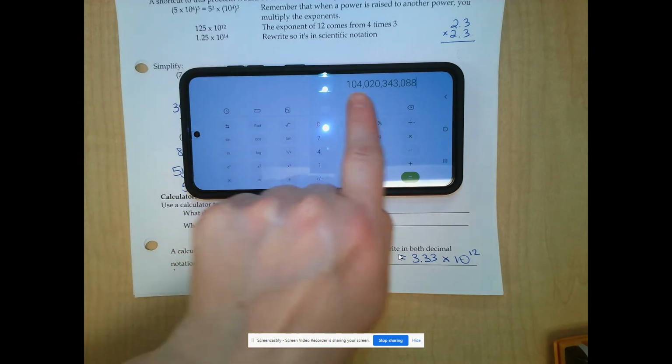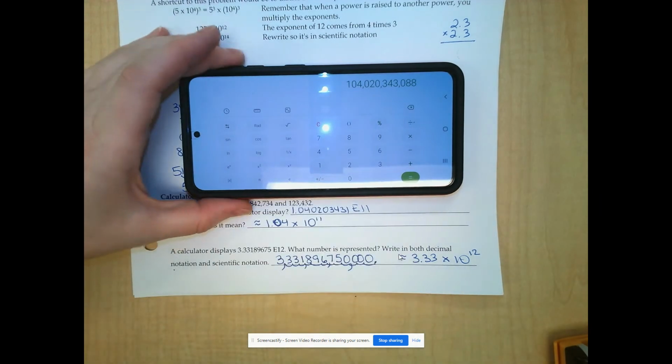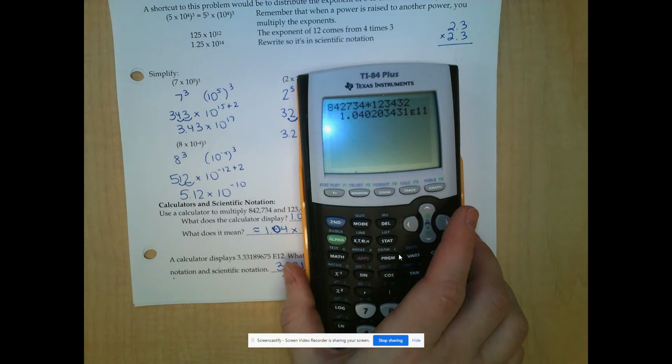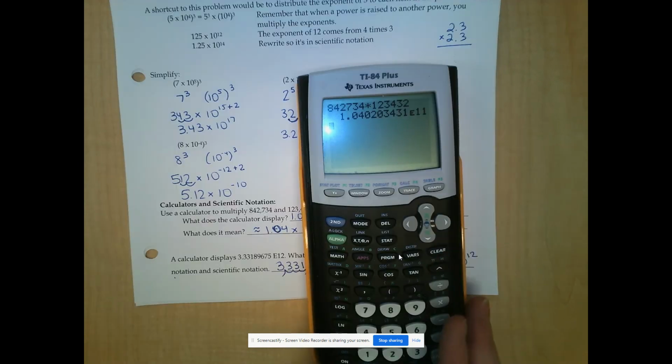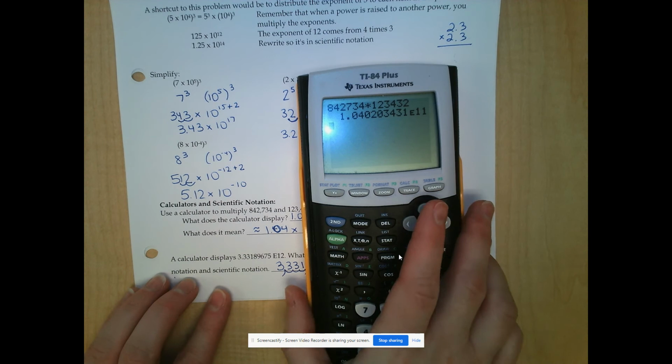It has more spots. There's more positions for the digits than there were on the graphing calculator. So some calculators will give you a different answer with more digits or fewer digits. Some will put it in scientific notation and some won't need to.